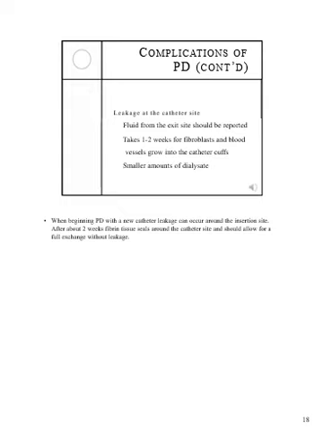When beginning PD with a new catheter, leakage can occur around the insertion site. After about 2 weeks, fibrin tissue seals around the catheter site and should allow for a full exchange without leakage.